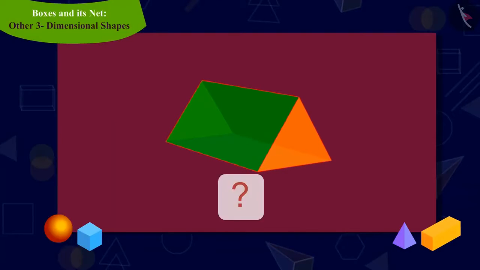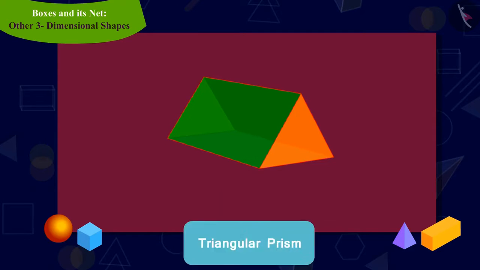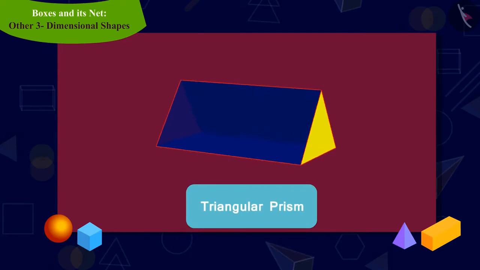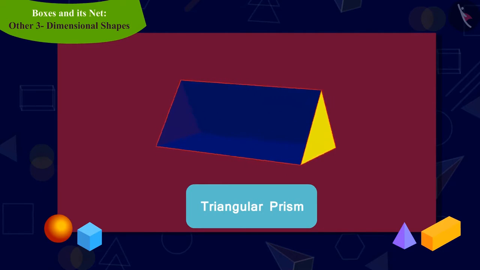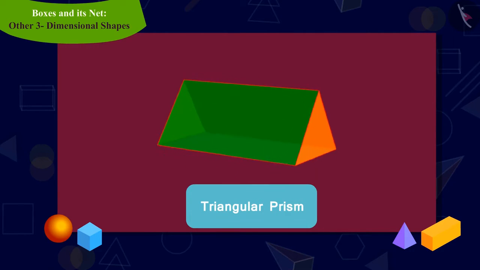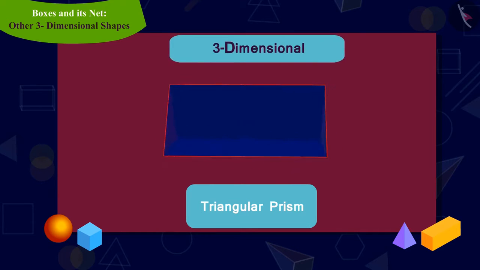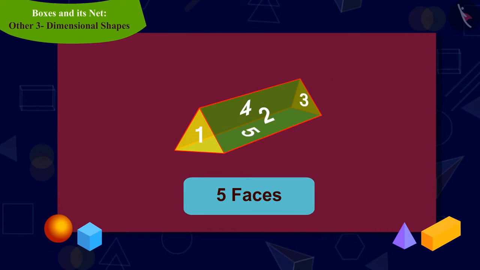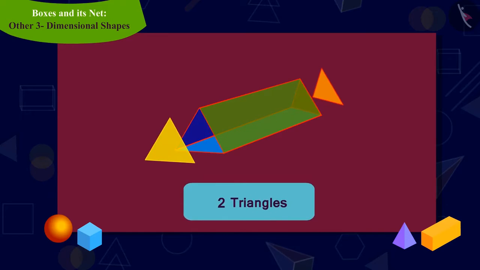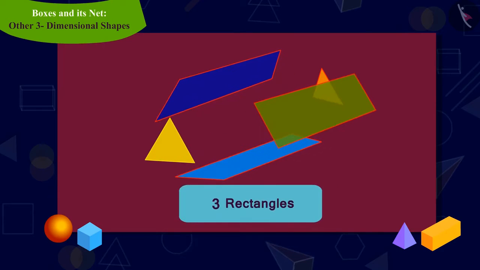Kids, can you recognize this shape? Yes, it is a triangular prism. A triangular prism is a 3-dimensional shape which has 5 faces in total, of which 2 are triangles and the remaining are rectangular faces.